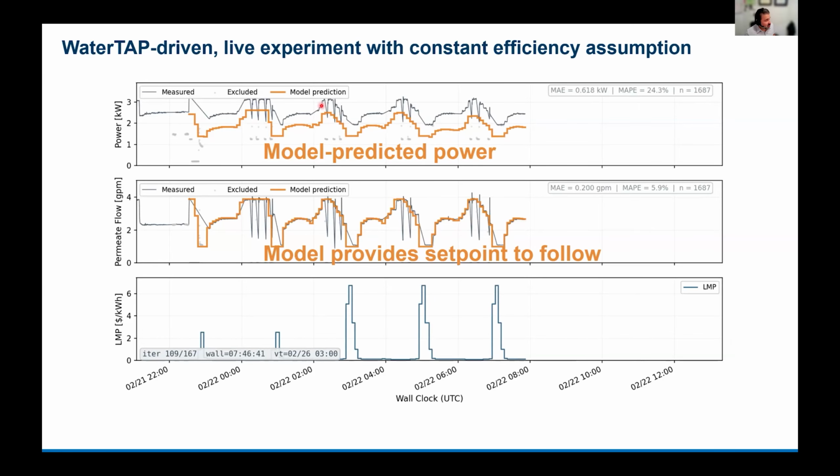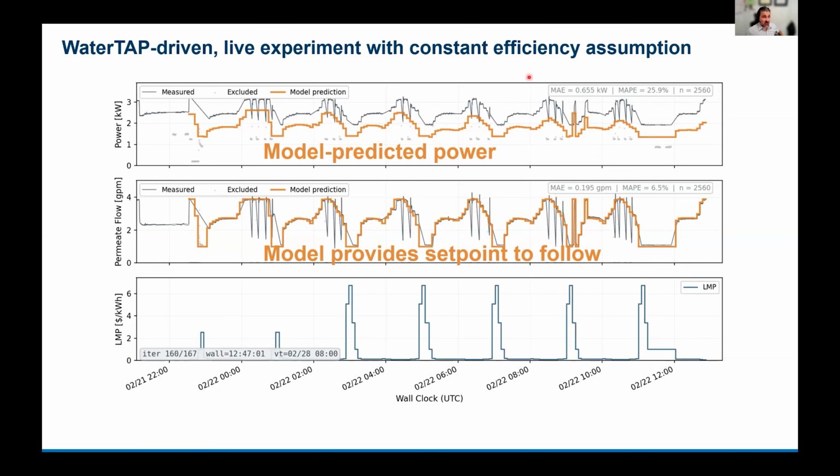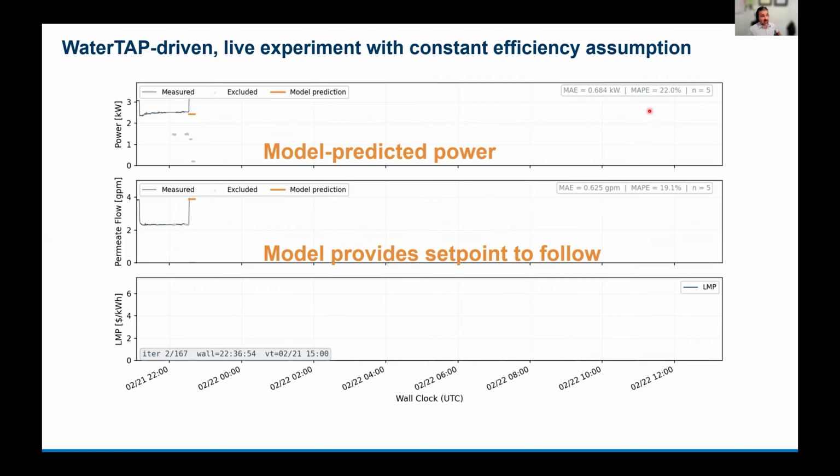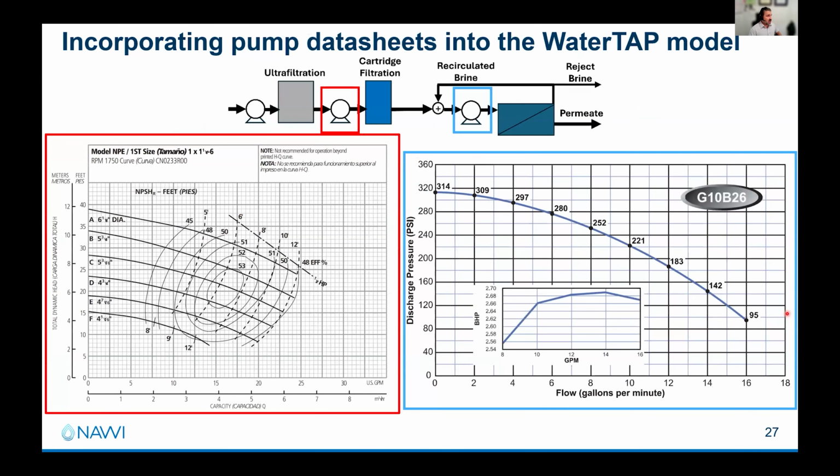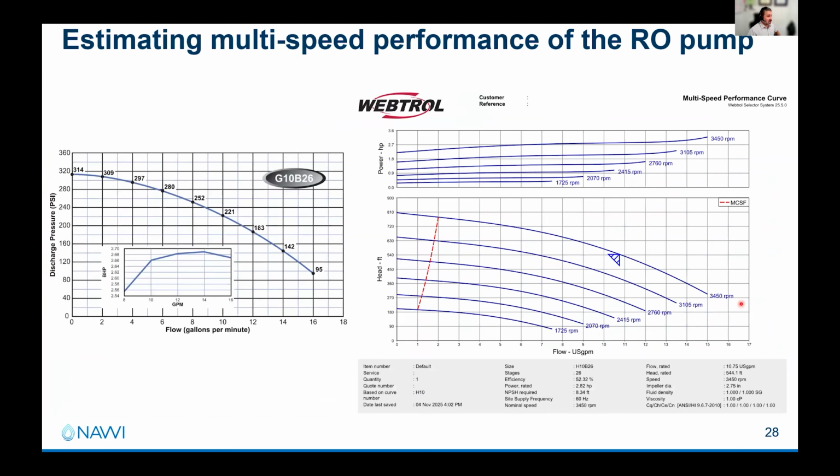So you can see there's pretty much like a fixed offset there, which is not unexpected because we use this naive constant efficiency assumption. You can see the mean absolute percentage error is roughly 26%. All right, so we'd like to improve that. How do we do that? We incorporated the pump data sheets for the pumps within the system. We hit a snag with the RO pump, which is mainly consuming most of the power. The manufacturer only had a single curve. So we had to be creative.